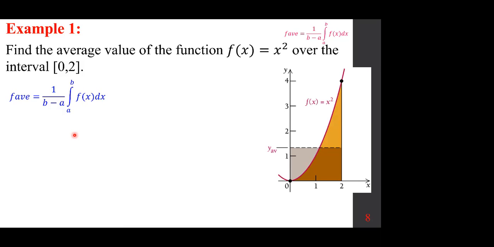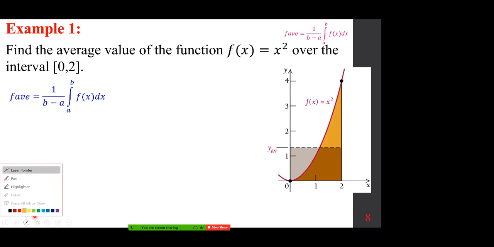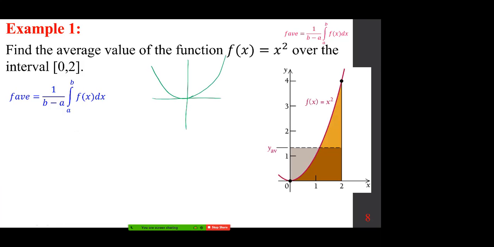So this is the function, but we want to go from 0 to 2. This is not to scale, so we are looking at this as the area under the curve. If we divide it by b minus a, it becomes f average. So let's go through the process and evaluate this.